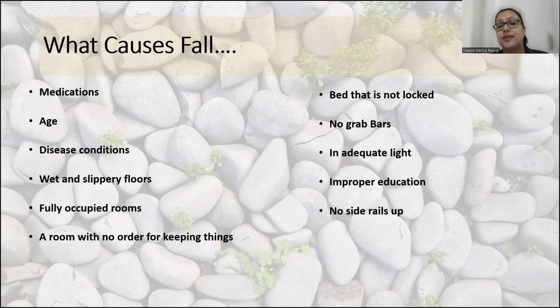Now another one is no side rails up, which is a common thing. Majorly, most of the patients say, yeah, I am okay, I am not comfortable with these side rails, this, that, a hundred reasons. And we are also least bothered. Whenever we are going for rounds, many of the side rails are just lying down.